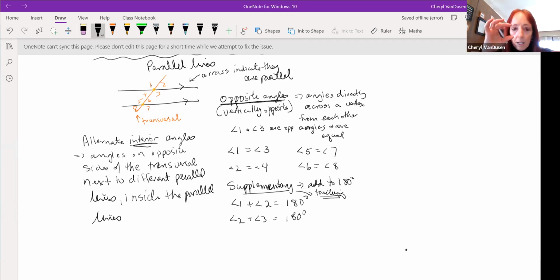So inside, the only ones we have to choose from are 3, 4, 5, and 6. When they're on opposite sides and next to different parallel lines, the two answers here are angle 3 equals angle 5, because 3 is on the top next to the top line and 5 is on the bottom on the other side next to the next line, and angle 4 is equal to angle 6. Same reason: angle 4 is up top on the left and angle 6 is down on the bottom.